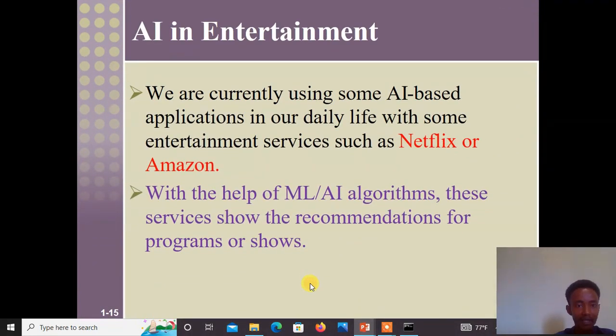Another one is artificial intelligence in entertainment. In entertainment, artificial intelligence is also playing an important role, if you consider Netflix or Amazon. In order to provide such entertainment, artificial intelligence is playing a significant role. With the help of machine learning and algorithms, these services show recommendations for programs or shows.